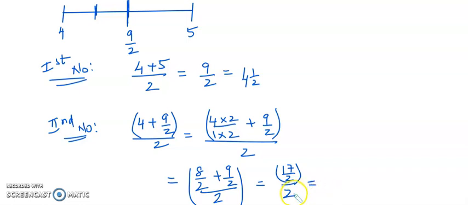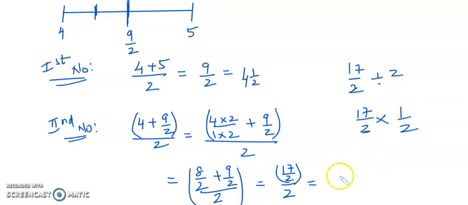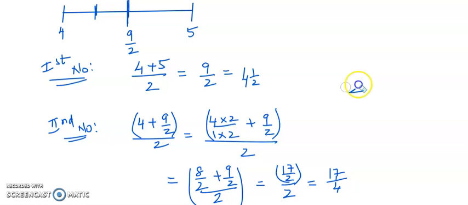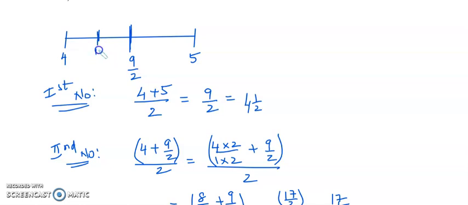Now, what will happen? The numerator itself is a fraction, 17 by 2, and there is a denominator 2. So this is more like 17 by 2 divided by 2. If I change it, it will be 17 by 2 multiplied by half, because when you change the division sign to multiplication, the next fraction changes into the reciprocal, right? So this will be 17 by 4. Am I clear? So what did I do? I added the corner number, that is 4, and the middle number, that is 9 by 2, and divided that by 2. So this is 17 by 4.